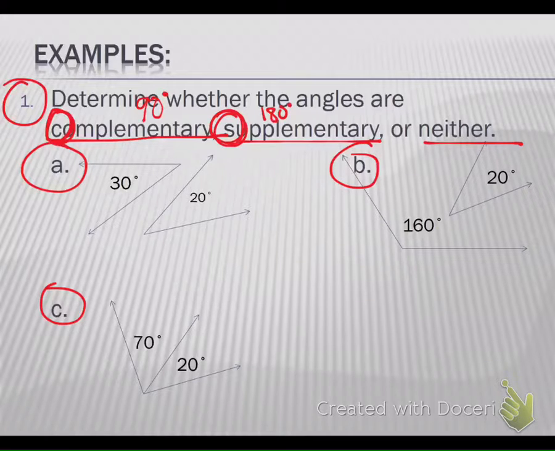So we're going to add the 2 angles together. If they equal 90, we're going to call them complementary angles. If they equal 180, we're going to call them supplementary angles. If they don't add to either of those numbers, we're just going to say neither. So in part A, a 30-degree angle plus a 20-degree angle would give us what? 50. Is that anything special? No. It is not. Neither.